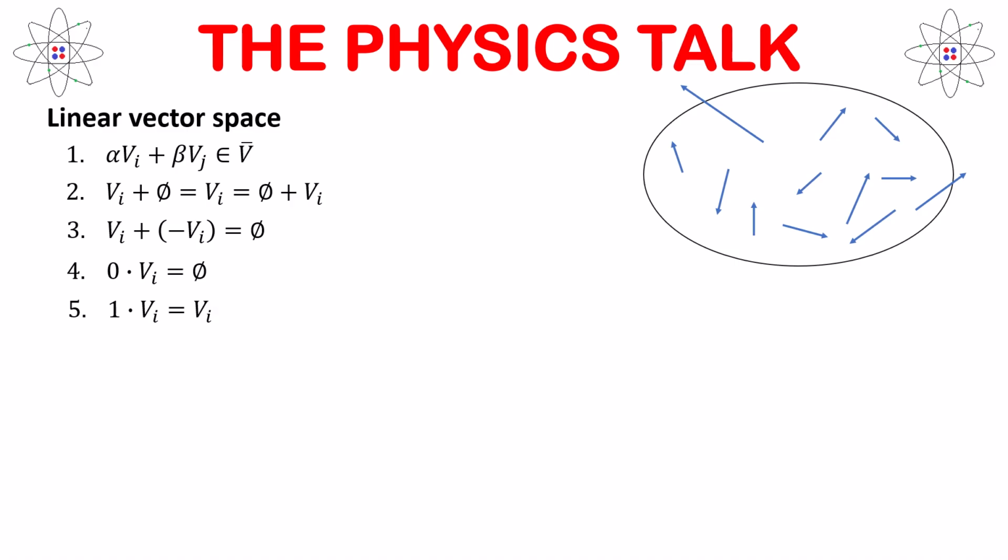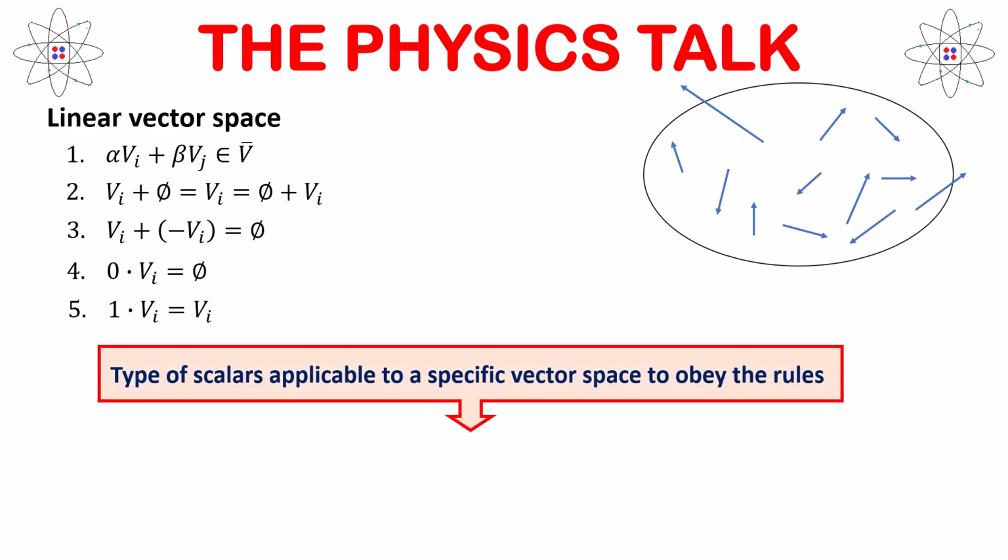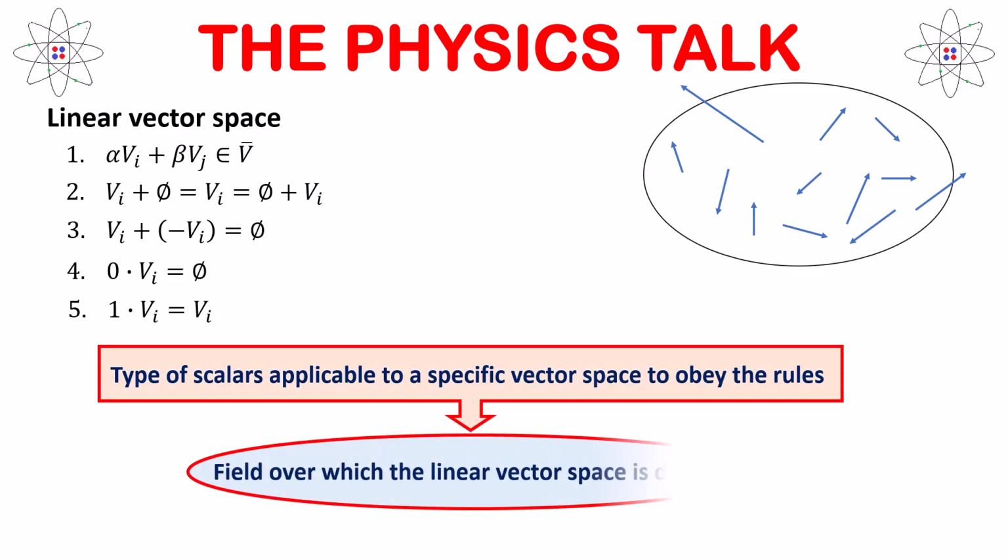It is important to note the types of scalars that can be taken for a specific linear vector space so that it obeys the rules. This is called the field over which the vector space is defined.